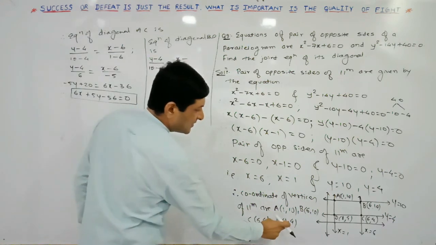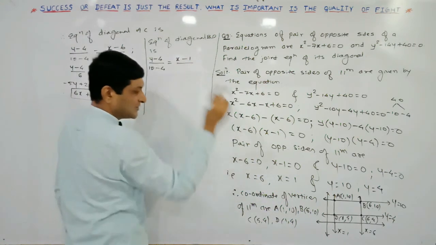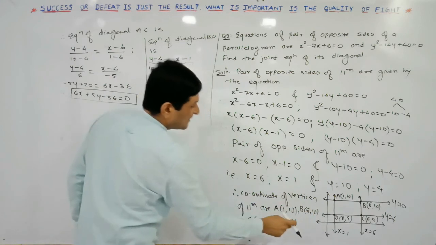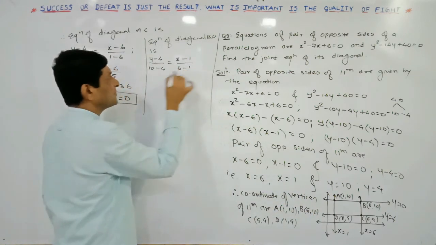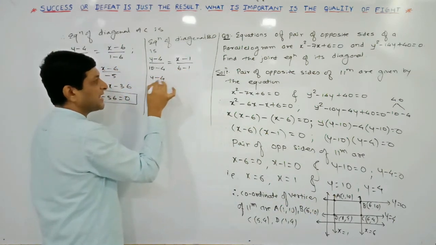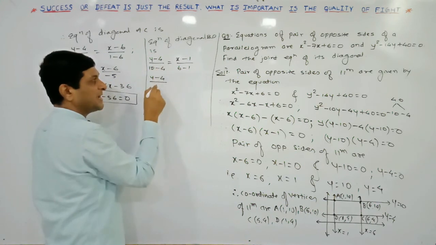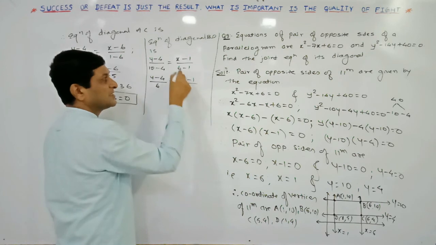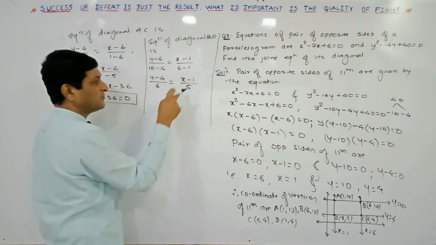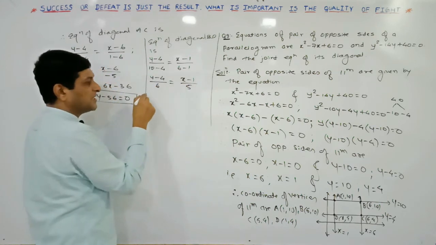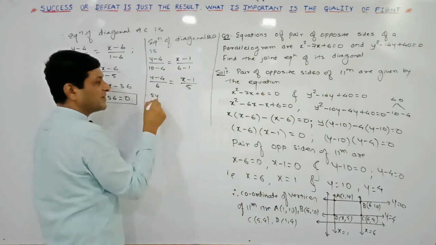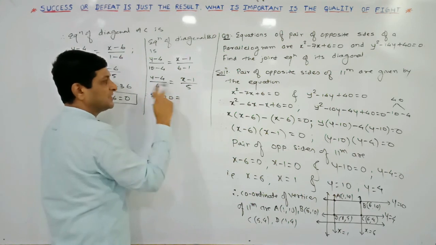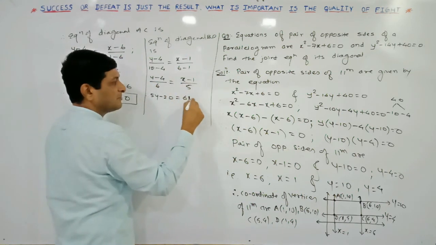What is x1 here? 1 upon x2 minus x1 means 6 minus 1. So y minus 4, keep it as it is, divided by 10 minus 4 will be equal to 6, and here x minus 1, keep it as it is, 6 minus 1 will be equal to 5. 5 will get multiplied on this side, so we will get 5y minus 20 is equal to 6x minus 6.